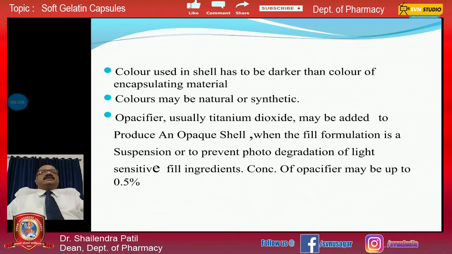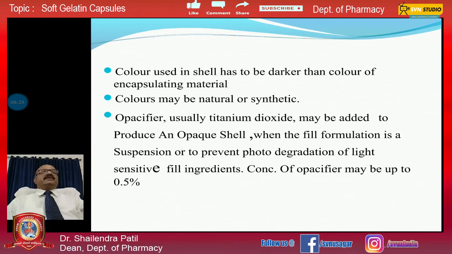Colors used in the shell have to be darker than the color of the encapsulating material. This is the prerequisite, so that it can be easily identified. The colors may be natural or synthetic. An opacifier, usually titanium dioxide, may be added to the product to produce an opaque shell.